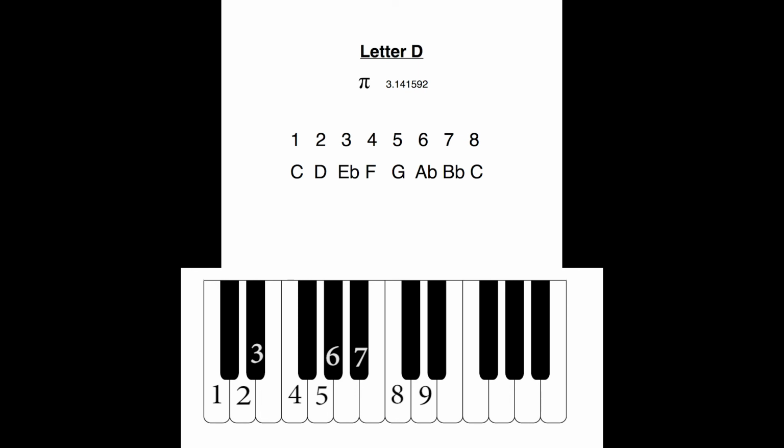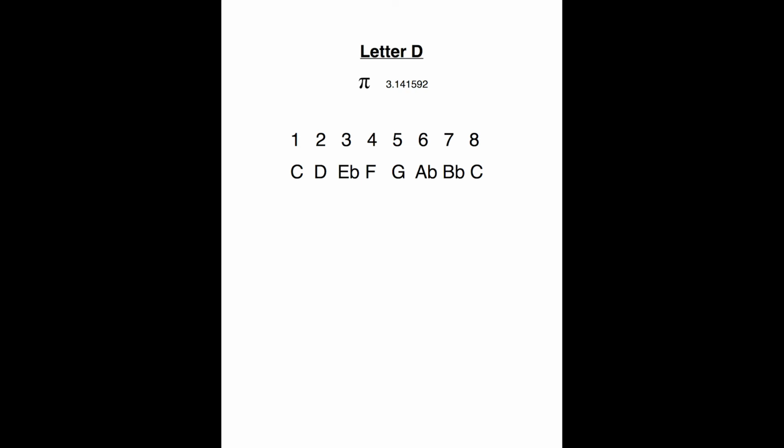So I used that and used pi, except I used an exception here. I started on 1. I started with 1 and then started pi. So 3, 1, 4, 1, 5, 9, 2, and then we're back to 1, 3, 1, 4, 1, 5, 9, 2, 1, so on and so forth. So that's the bass line.